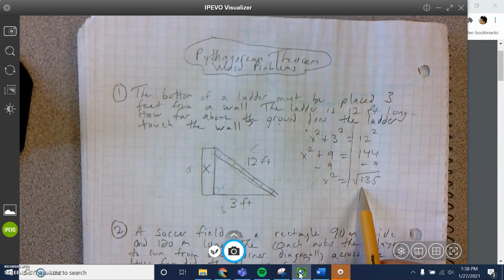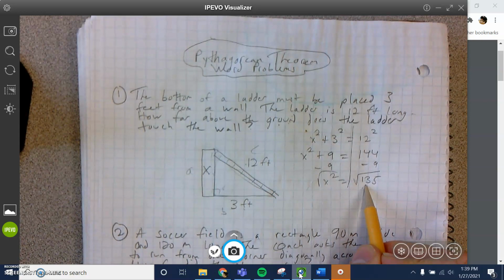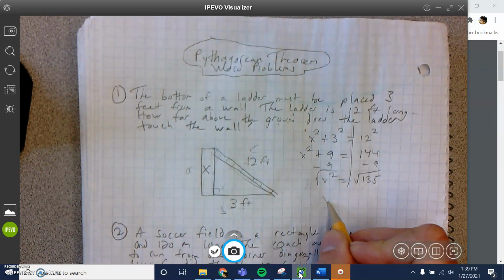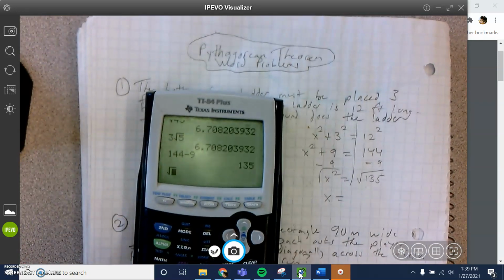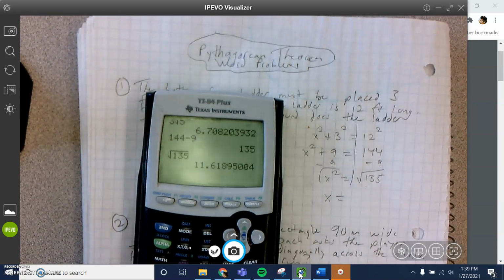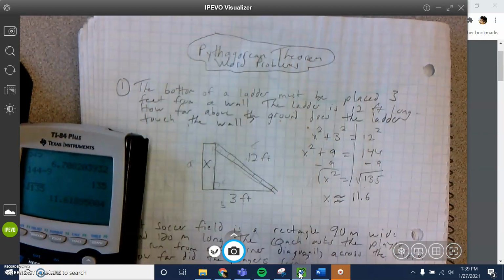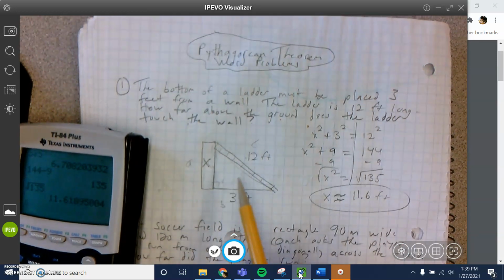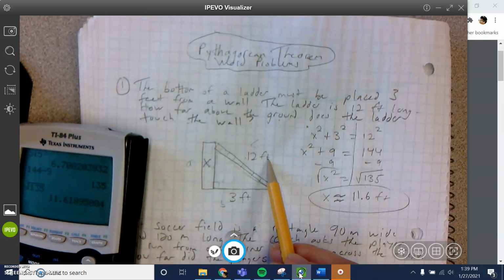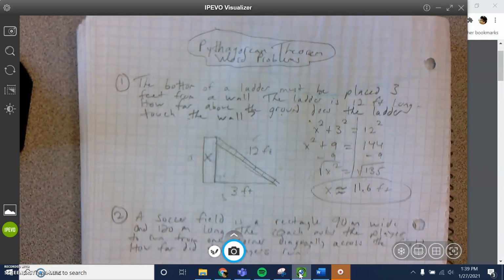Square root both sides. Can I simplify this? Does any perfect square go into 135? Nope. So I'm going to leave it like that. I can figure it out from the calculator. It's about 11.6 feet high right here. And that makes sense because the hypotenuse has got to be the biggest side, so it's less than 12. We got it. All right, next one.